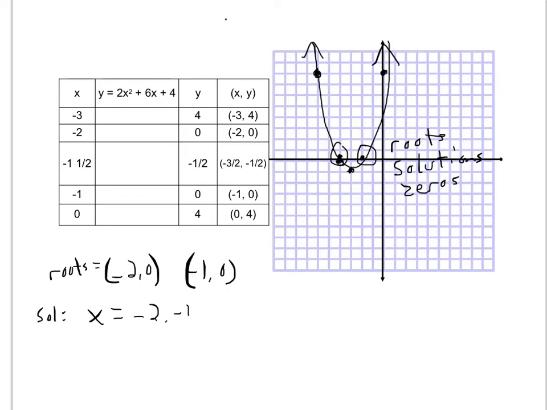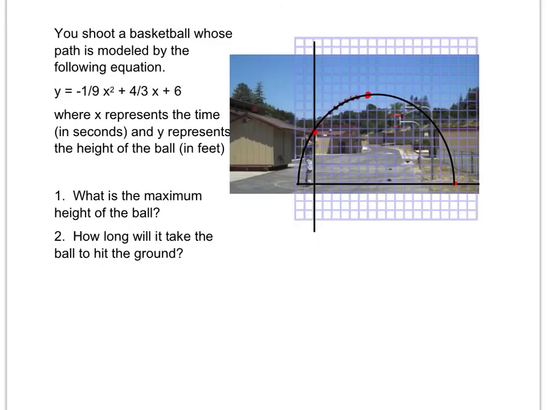This is a word problem, so I know you guys will love it. The problem says you shoot a basketball whose path is modeled by this equation. So you can see when you shoot the basketball here, it's going to go in a nice parabola trajectory, a nice curvy motion, where x represents the time in seconds, and y represents the height of the ball in feet. So I'm going to go ahead and label that here: my x is the time in seconds, and then my y is the height in feet.